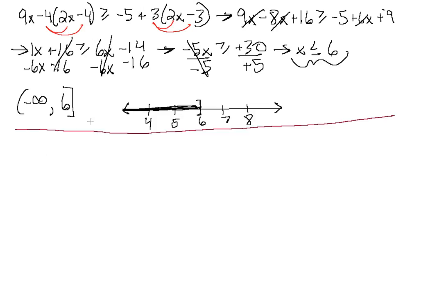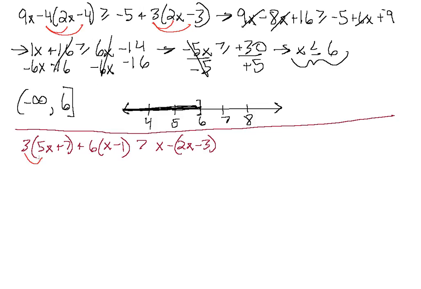Let's just do a couple more so we can really get a good hang of this. 3 times 5x plus 7, this is our next inequality, plus 6 times x minus 1, and this is greater than x minus the expression 2x minus 3.